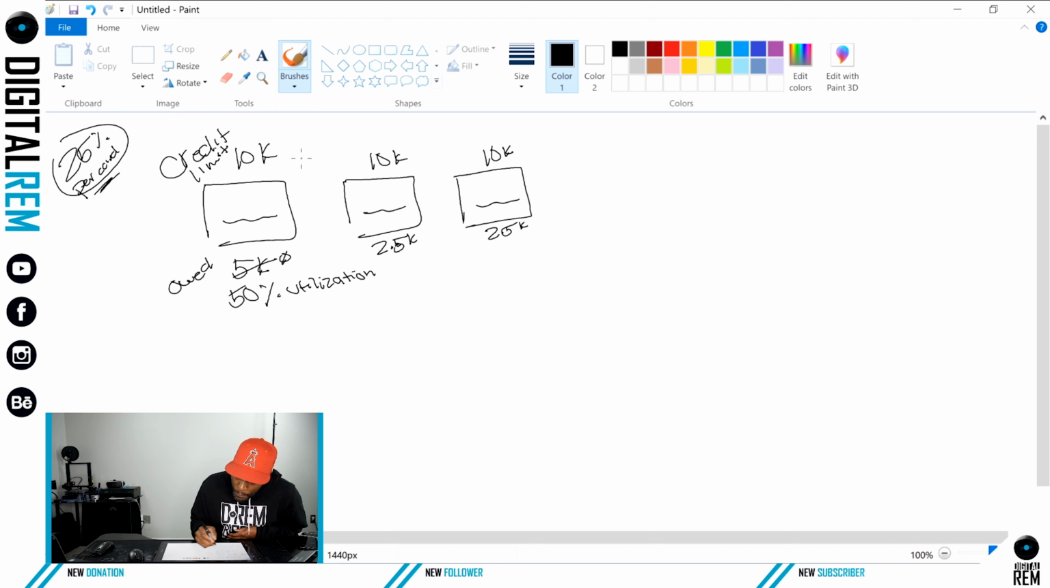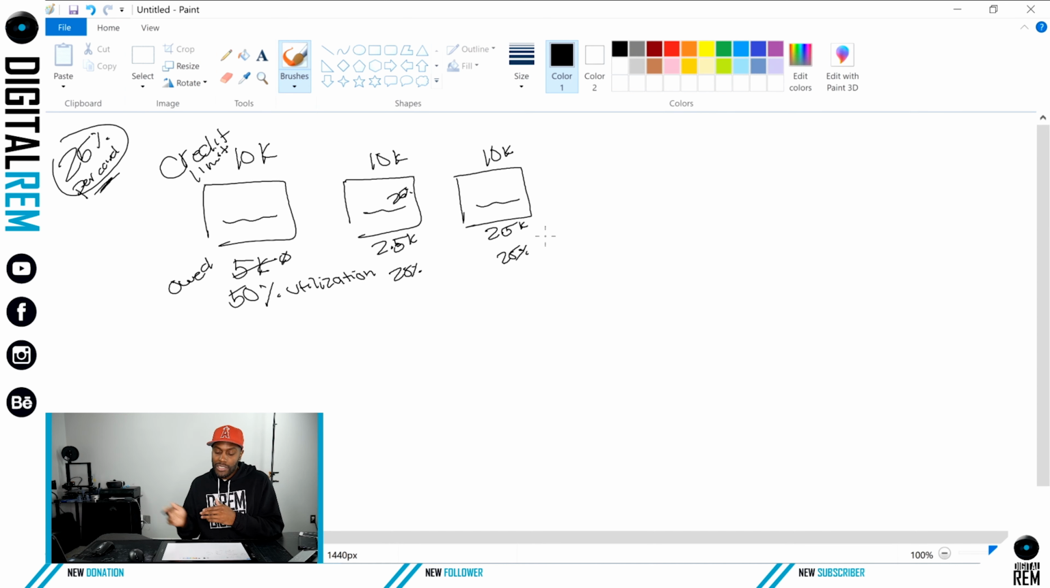Make sure you keep your cards open. But now you have 2.5K on $10,000 cards. Now both of these cards are at 25% utilization. So you were able to get your cards down to 25% utilization, which in essence would increase your credit score, because now you're at the point where it's going to stay good.